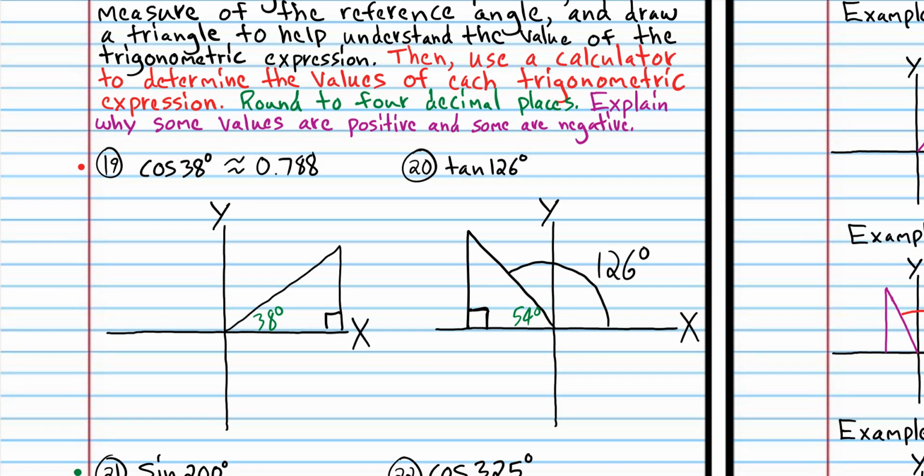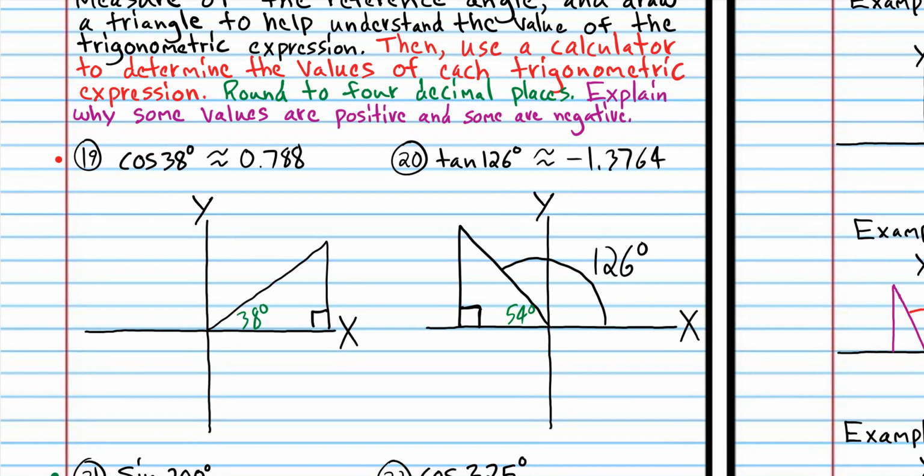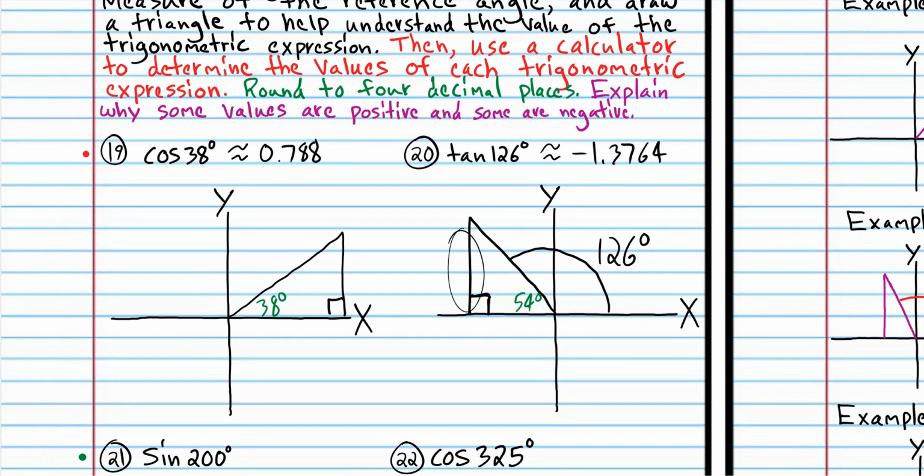And let's calculate tangent 126. Push the tan button, then enter 126, and then press the enter button at the bottom right. And we get approximately negative 1.3764 if we round to 4 decimal places. These are the 4 decimal places here. So why is this negative? It's negative because the side opposite the reference angle is positive, but you're dividing by the side adjacent, which is negative. So a positive divided by a negative is a negative. So this side is negative because it's to the left of the y-axis.